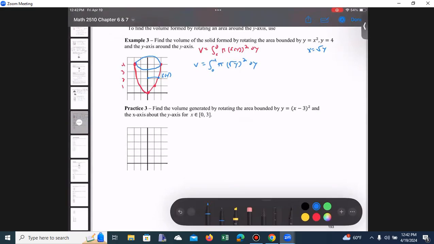All right. So now we're going to integrate this. Actually, let's simplify this first. So 0 to 4 pi y, when the square root of y squared is y, dy. And so when we integrate this, we get pi y squared over 2 from 0 to 4. And so we'll get 16 pi over 2, which is going to be 8 pi, which is about, let's see, 25.13.